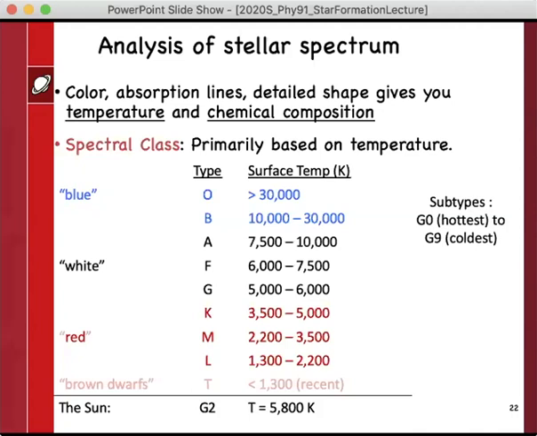And you might ask yourself, why did we not just rename the types? Like why O, B, A, F, G, K, M, L, T? Why not just rename it 1, 2, 3, 4, 5, 6, 7, 8? I don't know. I try to tell myself it's so that we have a reason to keep students on their toes. You have to actually think a little bit about what these types mean, since they're all out of order.